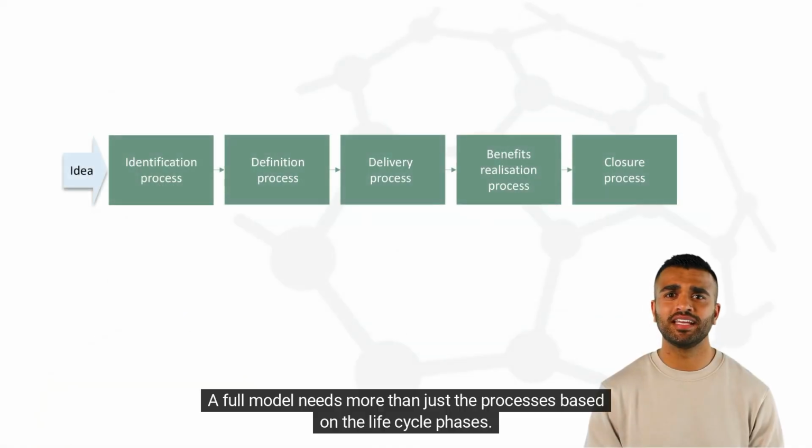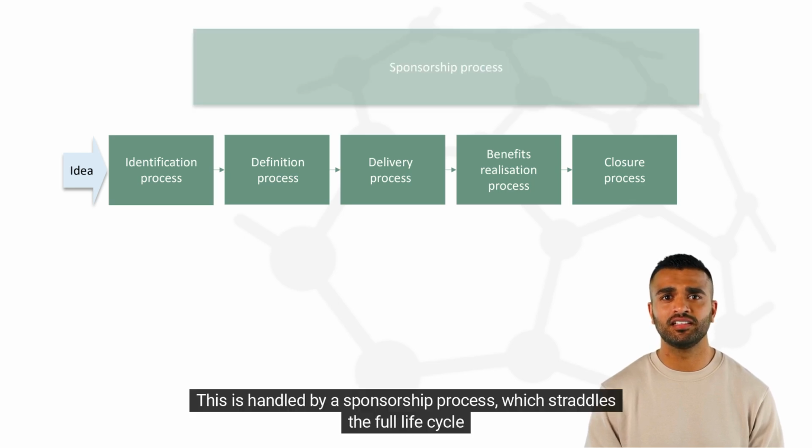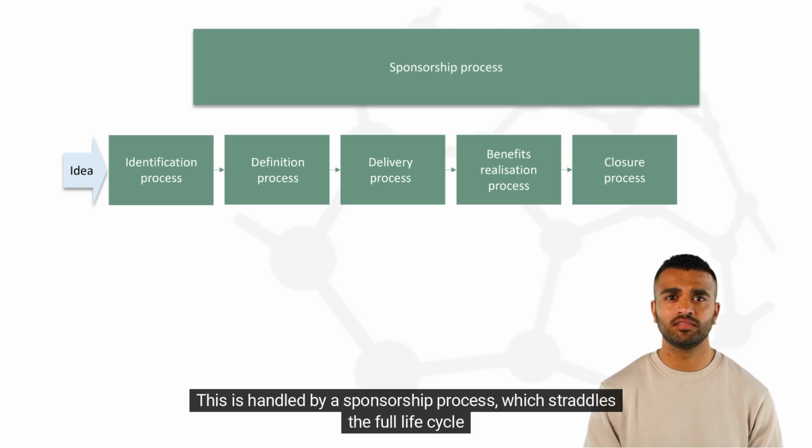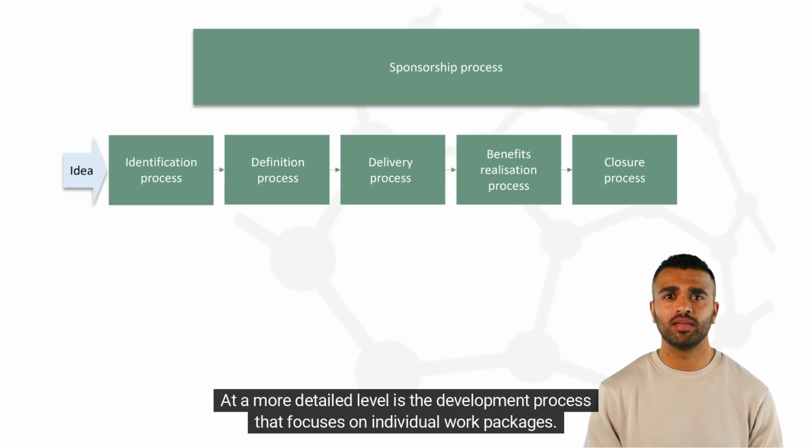A full model needs more than just the processes based on the life cycle phases. A moment ago, when I introduced the identification process, I mentioned the need for authorization. This is handled by a sponsorship process, which straddles the full life cycle. The delivery phase and its corresponding process handles the high-level coordination of doing the work. At a more detailed level is the development process that focuses on individual work packages.